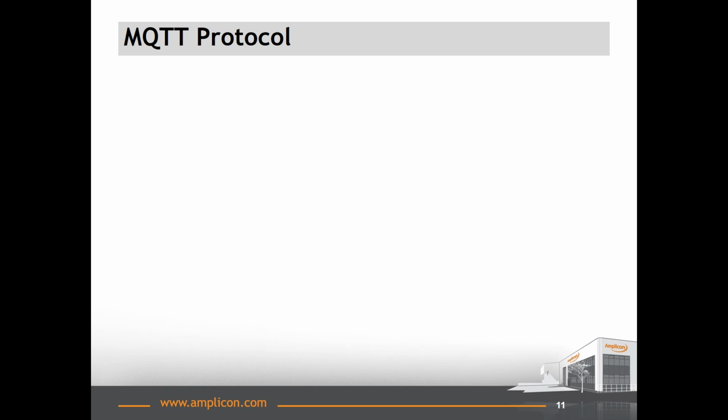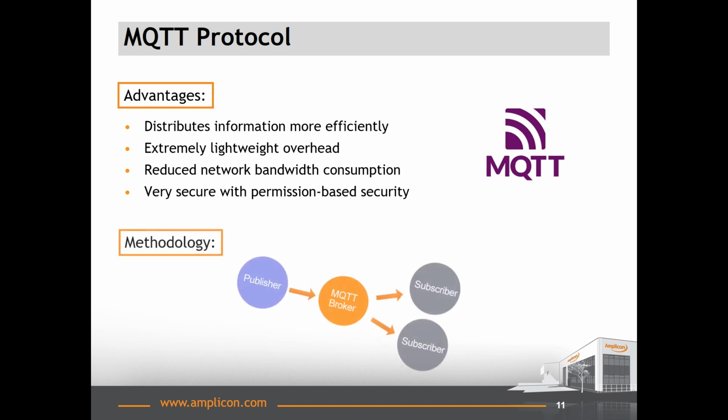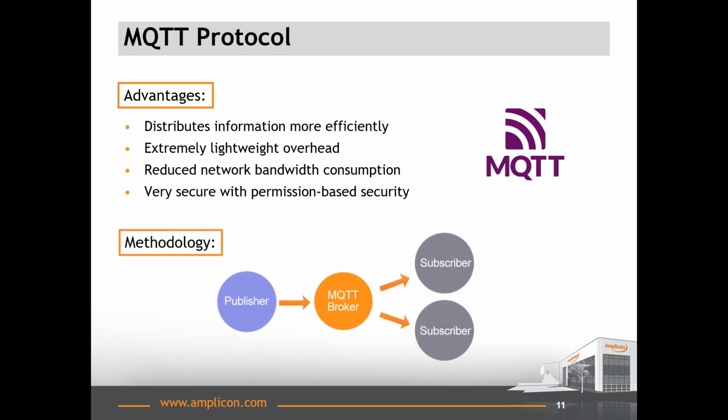MQTT stands for Message Queuing Telemetry Transport and has gained its popularity for several reasons. It is efficient, extremely lightweight, requires less bandwidth on the network, and it's very secure when combined with encryption protocols. This protocol employs a publish-subscribe method. The MQTT protocol defines two types of network entities, a message broker and a number of clients. MQTT clients include publishers and subscribers. Let me explain this further.